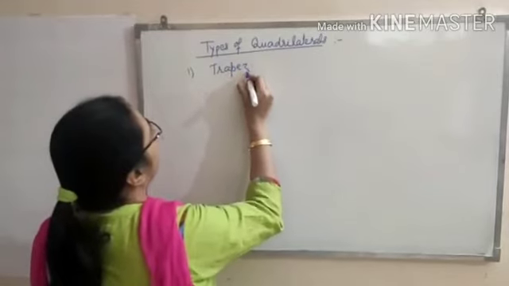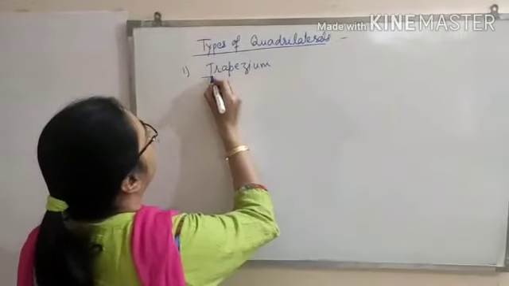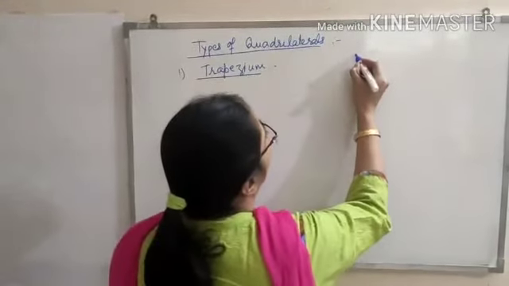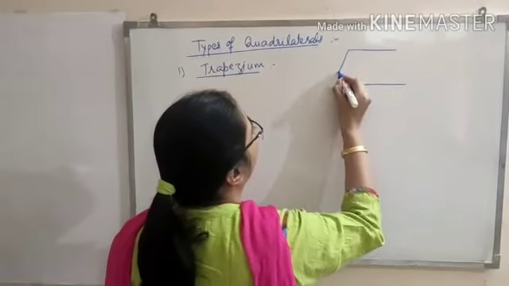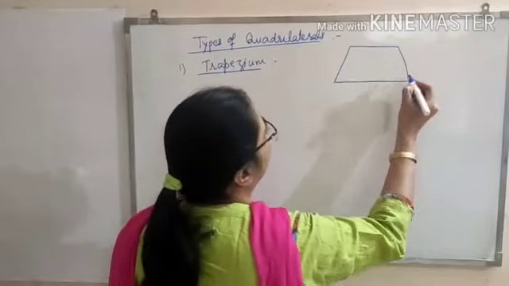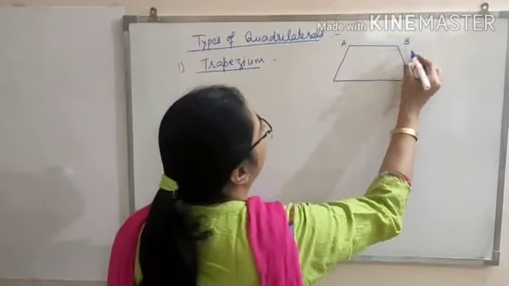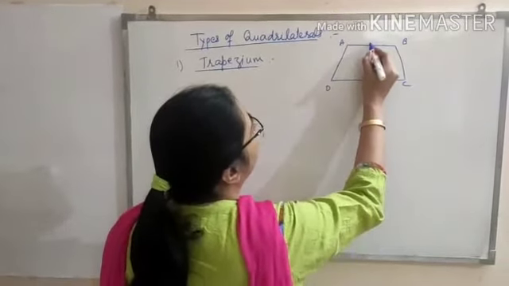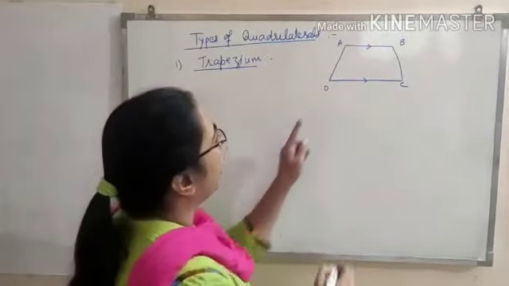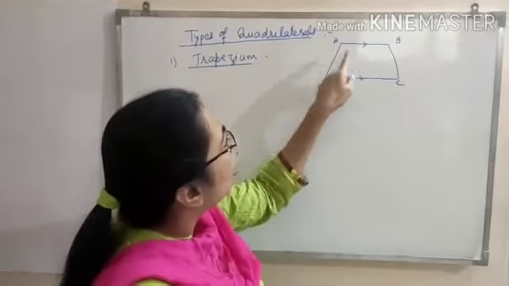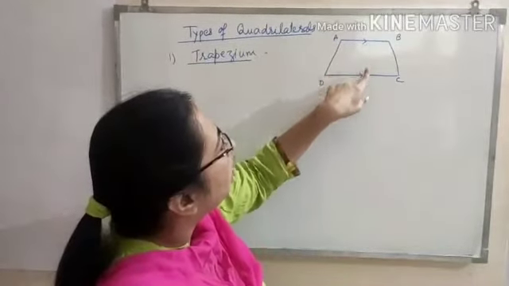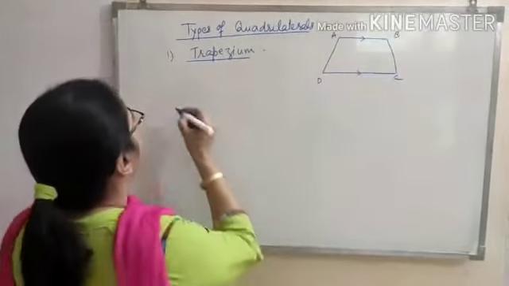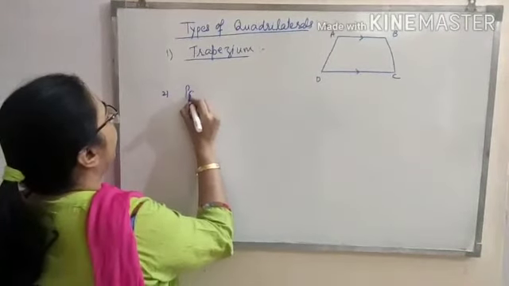So any four-sided figure we call a quadrilateral. Now let's categorize it. What is a trapezium? When you have one pair of opposite sides parallel, this is a quadrilateral first, and when one pair of opposite sides is parallel, this pair is parallel and this is non-parallel, so we name it a trapezium. One pair of opposite sides is parallel, so it is a trapezium. Second is parallelogram.